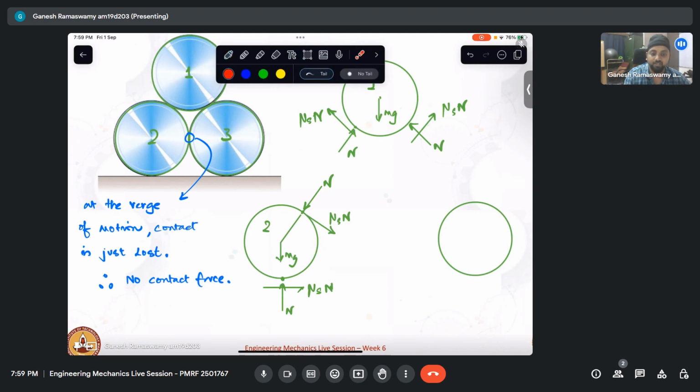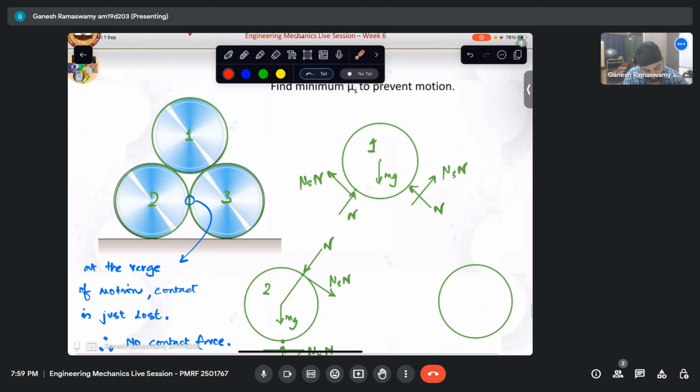Rest is just from geometry. We can see that these three form an equilateral triangle, because this is R, this is R, so this is 2R, this is again 2R, and this also happens to be 2R. So this is an equilateral triangle, which means all the angles are 60 degrees. So we know the normal acts at 60 degrees. Naturally, the friction will act perpendicular to that. So we know the entire configuration that way, and we can solve for mu n.